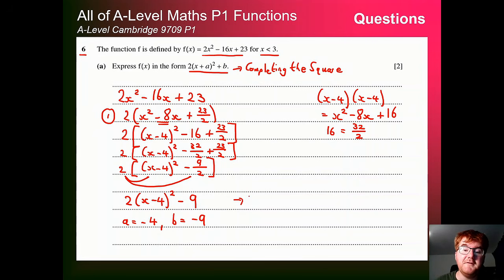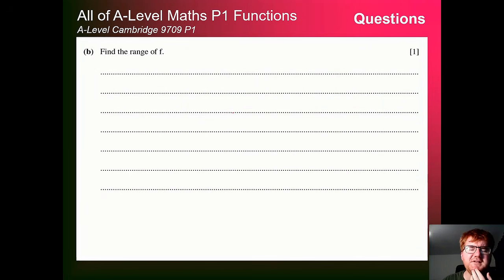is you can actually read off the vertex, so in this case the minimum point, because we have a positive quadratic, and our vertex will be equal to (4, minus 9). That's actually going to be quite important when we look at the next question here. So it wants us to find the range of the function, so the range of f. And remember, the range essentially is what y can be.